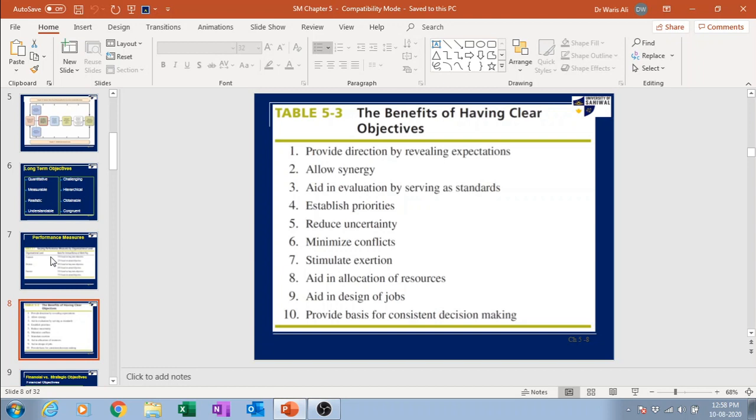So basically it will create a synergy between the objectives, and it will help you to allocate resources. It will give you direction. It will help you to align your resources. It will help you to develop an evaluating mechanism. So you will be yielding many benefits from having clear objectives. These are the benefits of having clear objectives, so you need to define clear objectives.